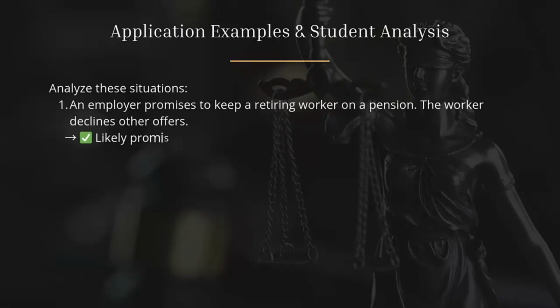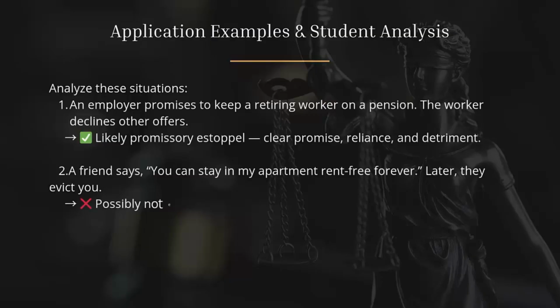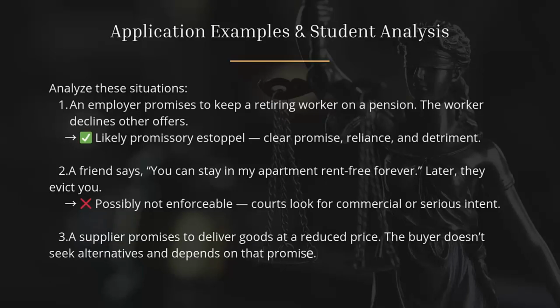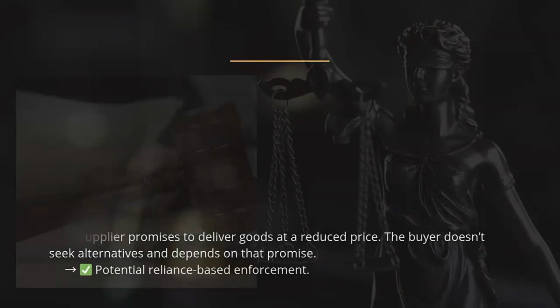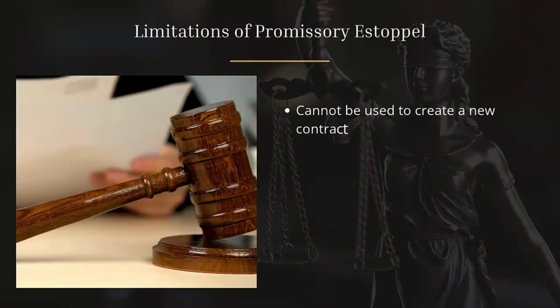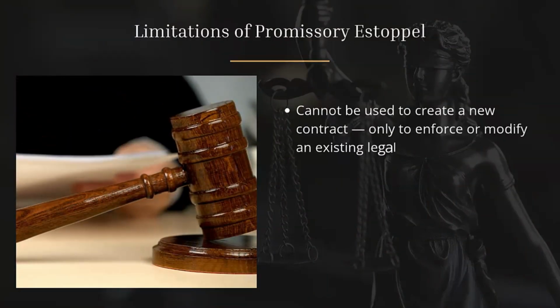Application examples and student analysis. Analyze these situations. An employer promises to keep a retiring worker on a pension. The worker declines other offers. Likely promissory estoppel: clear promise, reliance, and detriment. A friend says, "You can stay in my apartment rent-free forever." Later, they evict you. Possibly not enforceable, as courts look for commercial or serious intent. A supplier promises to deliver goods at a reduced price. The buyer doesn't seek alternatives and depends on that promise. Potential reliance-based enforcement.